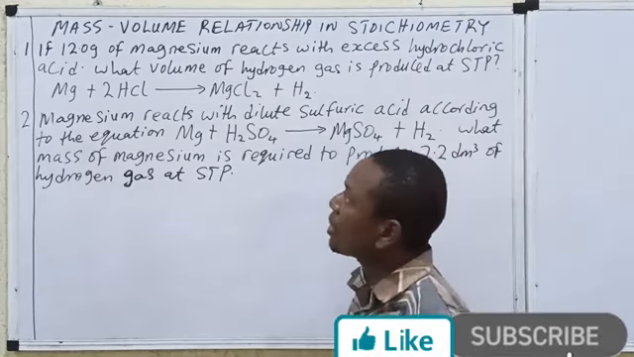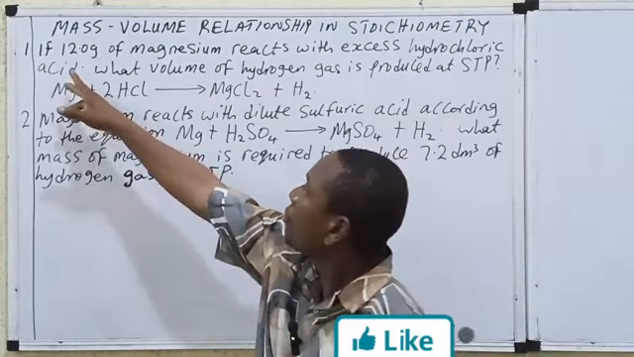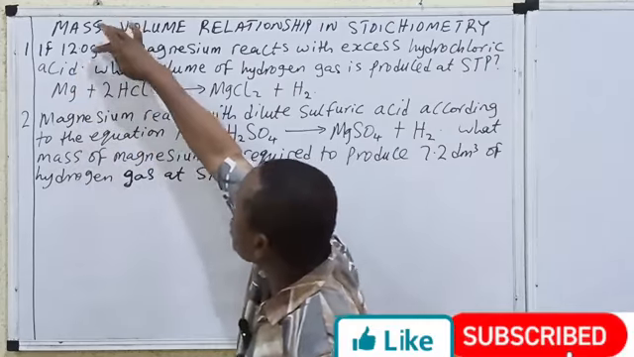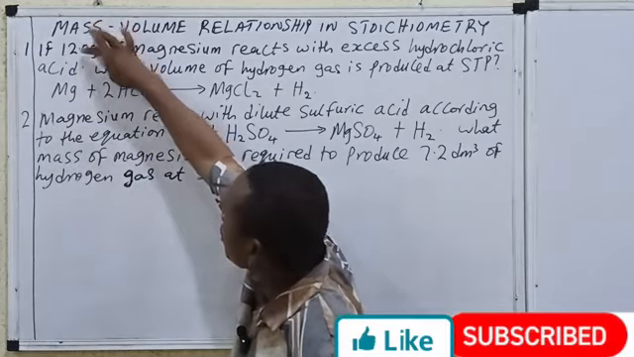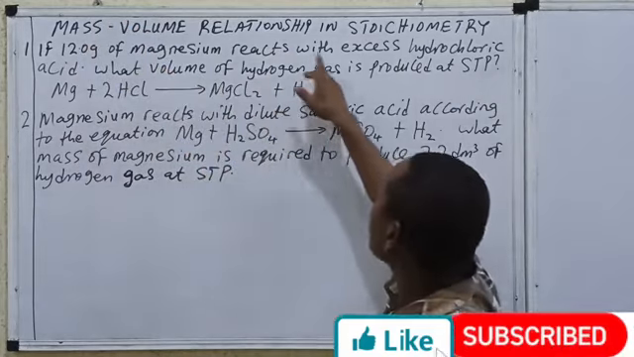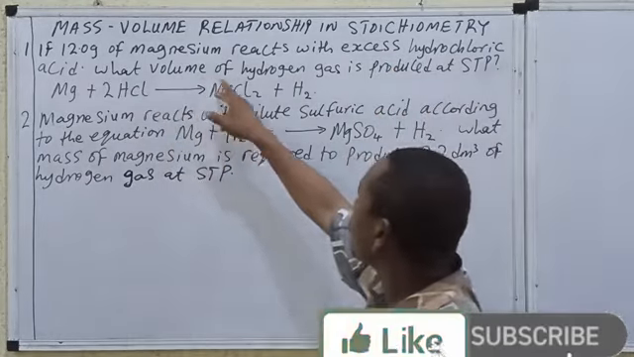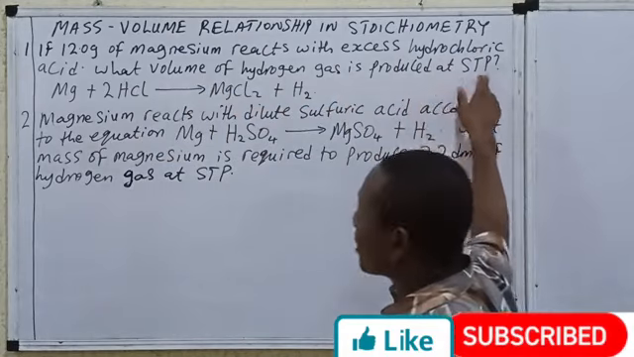Now, let's solve these two simple questions for beginners. Now, if 12, this is actually 12, not 120. If 12.0 gram of magnesium react with excess hydrochloric acid, what volume of hydrogen gas is produced at STP?